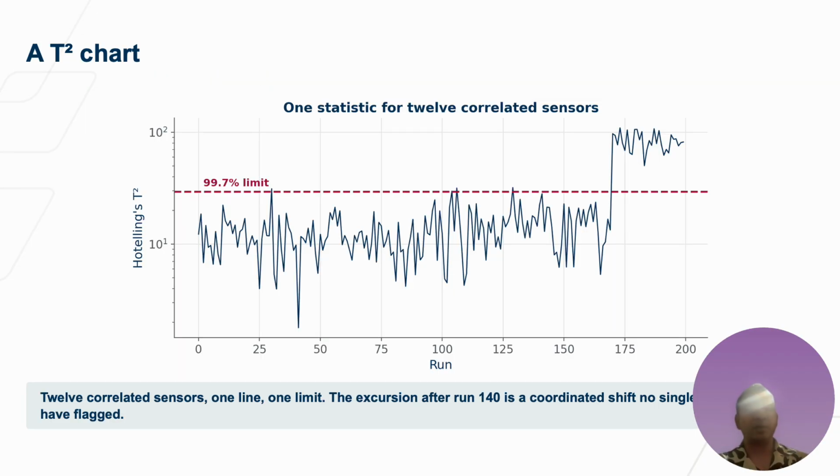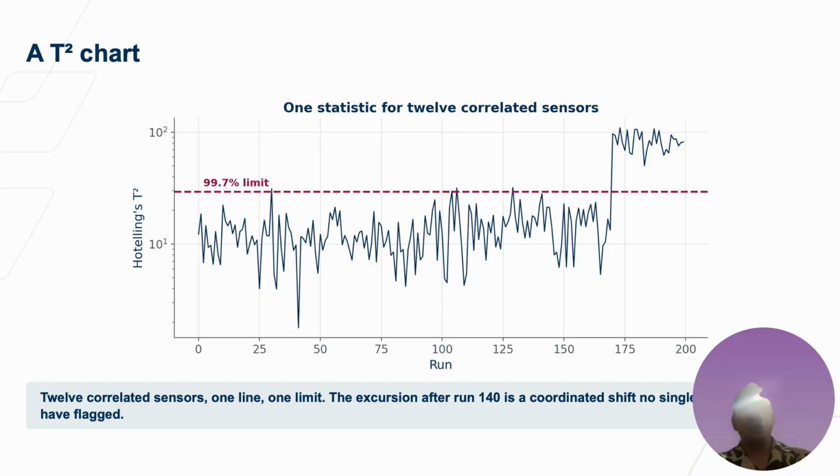The T² chart. 12 correlated sensors, 1 line, 1 limit. The rise after run 140 is a coordinated shift across several sensors. No single sensor moved enough to break its own limit, I checked, but together they moved into a region the process cannot normally occupy. The y-axis is logarithmic, which is conventional for T². It is a squared quantity, so it has a long tail, and a log scale makes both the normal operating band and the excursion visible in one plot.